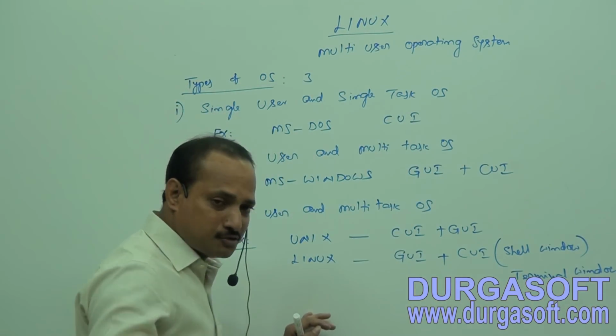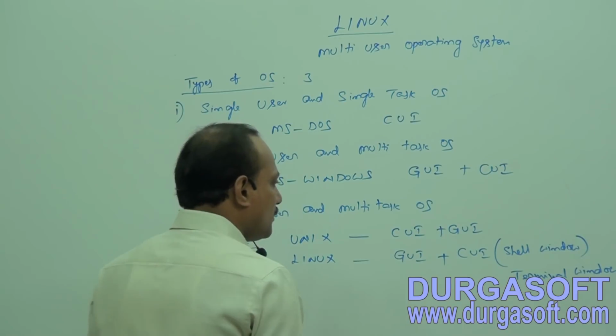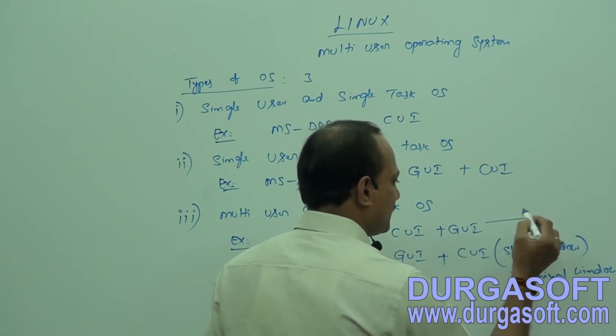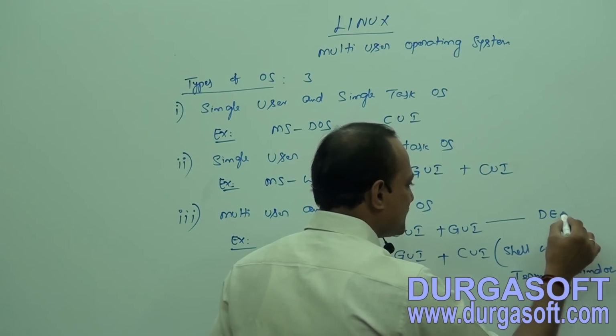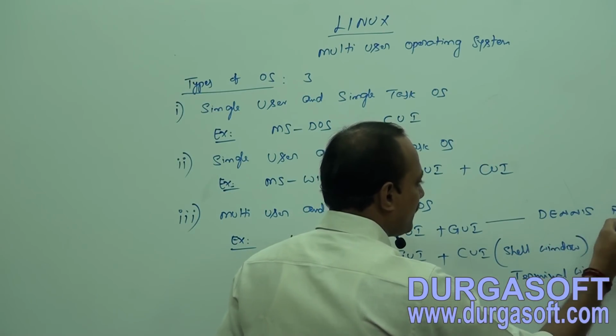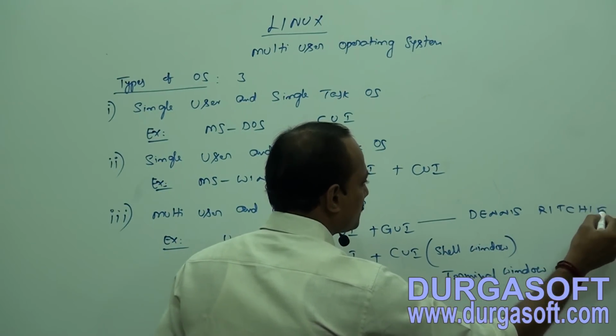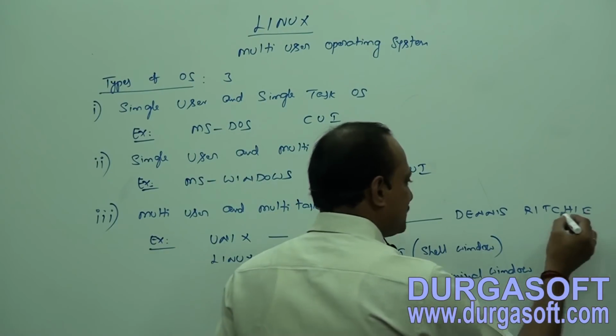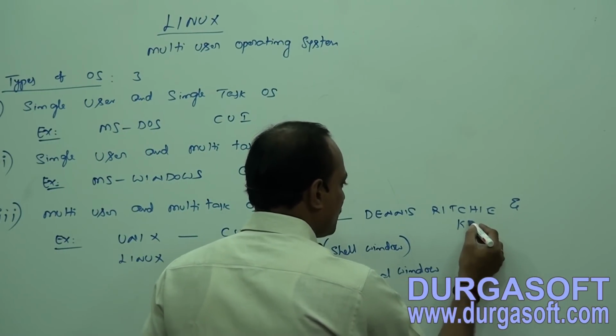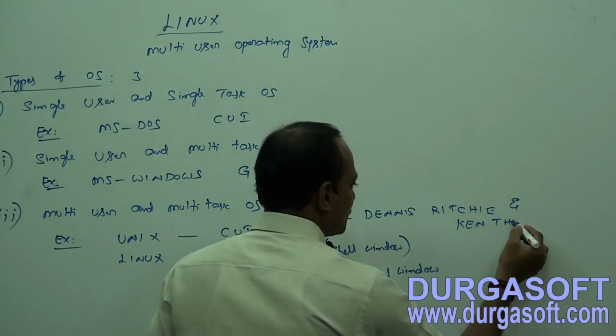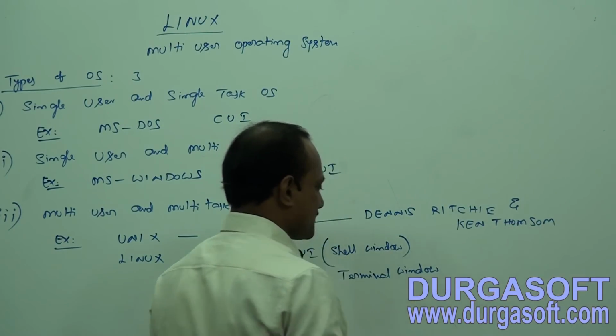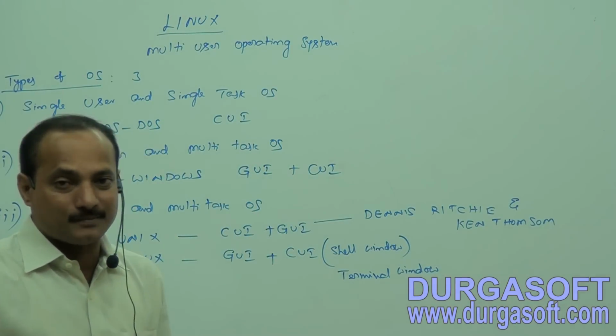And let me finish two more points. See, who has developed Unix? The father of Unix is Dennis Ritchie. Dennis Ritchie, and Ken Thompson. These two users developed the Unix operating system.